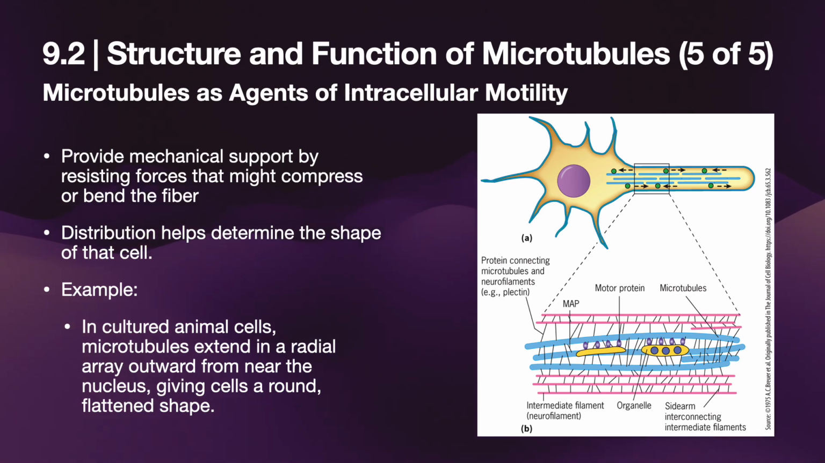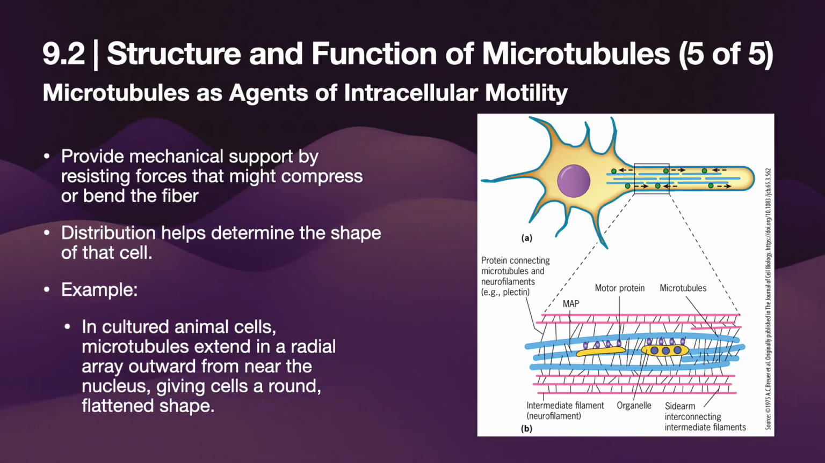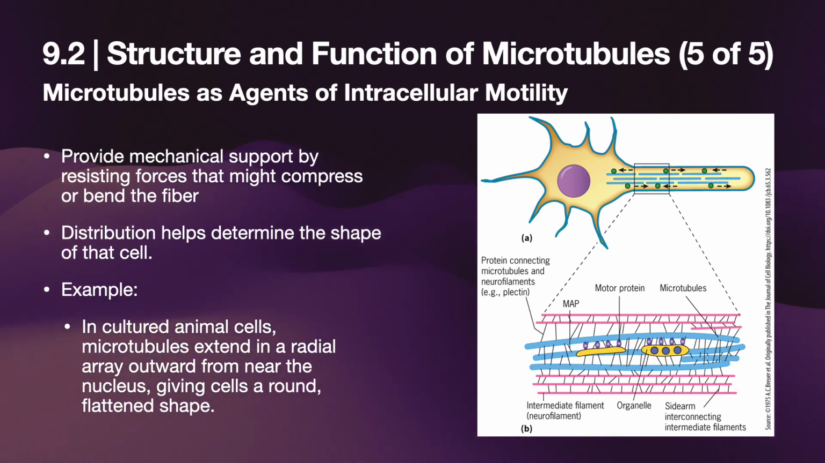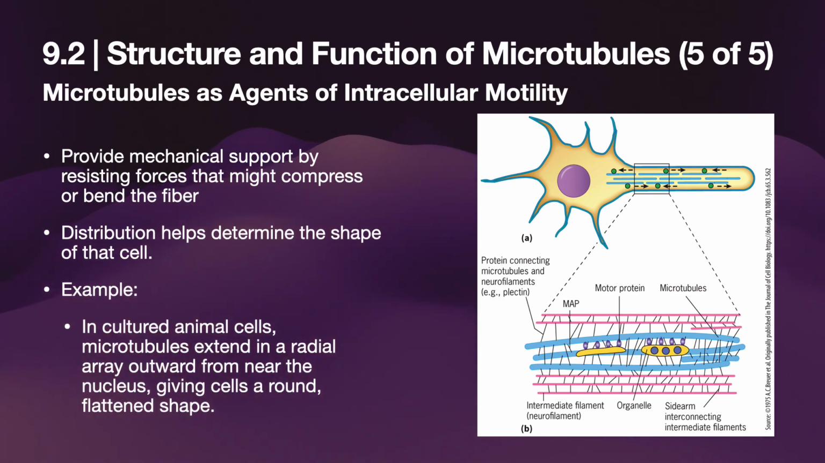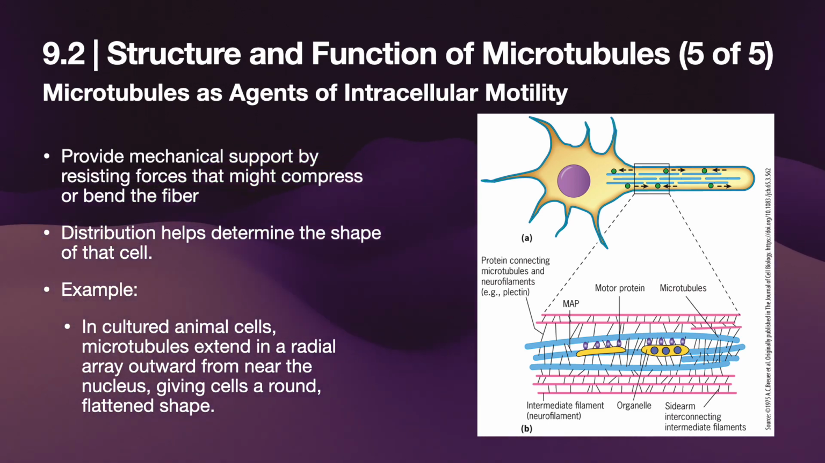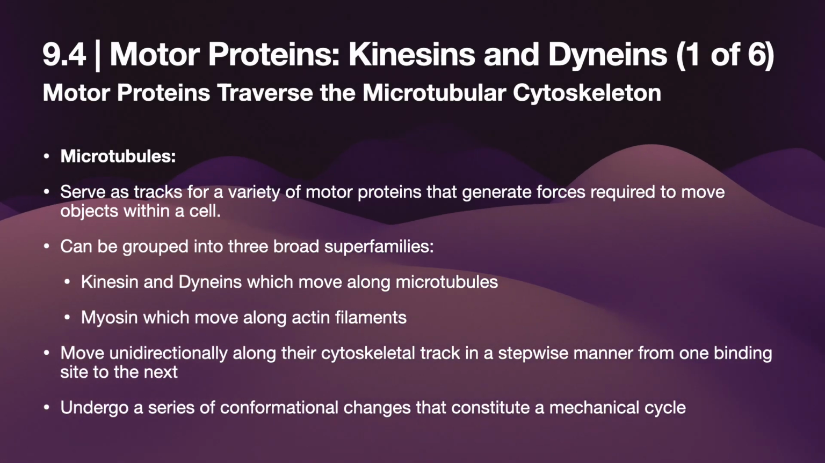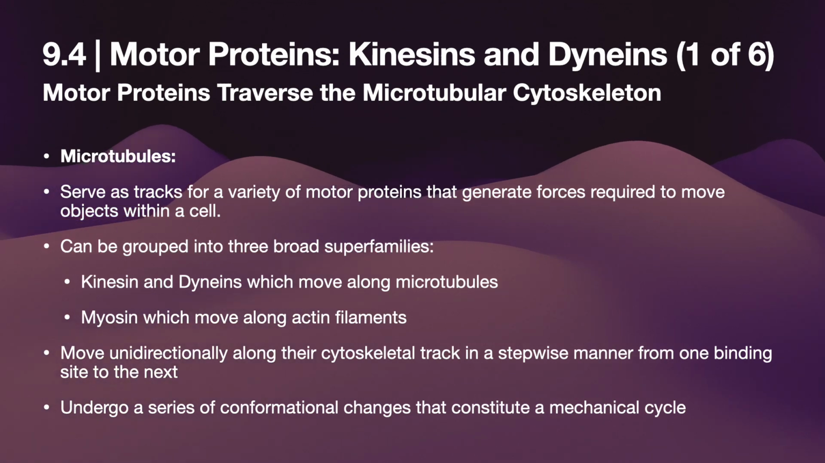So this is what you see in this figure, that there are proteins connecting microtubules and neurofilaments, like plectin. There are motor proteins passing through each of the microtubules, and the microtubules are sliding against each other. So we will explain how it is working in a neuron cell later on. They also traverse the microtubular cytoskeleton.